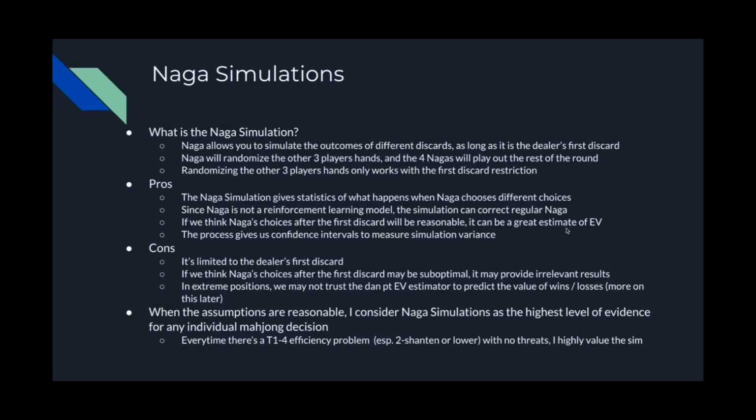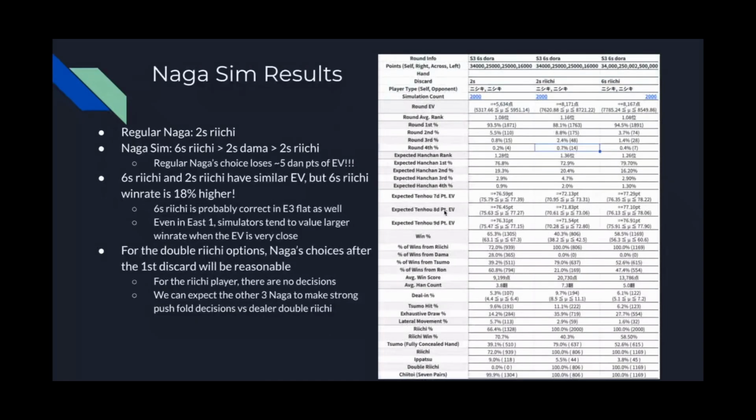So if that is the case in this position, it's a double Riichi decision. We can expect the other Nagas to defend or push wisely, and we have no decisions after double Riichi, unless we Dama. So let's look at the results. Regular Naga chooses 2S Riichi. In the simulation, 6S Riichi is better than 2S Dama, and 2S Dama is better than 2S Riichi. And regular Naga's choice actually loses 5 whole Dan points of EV, which is a massive loss.